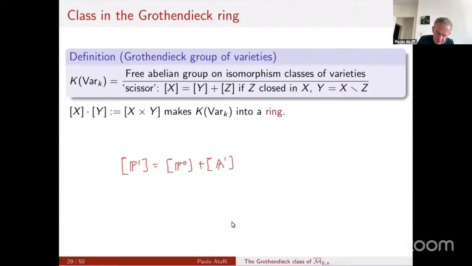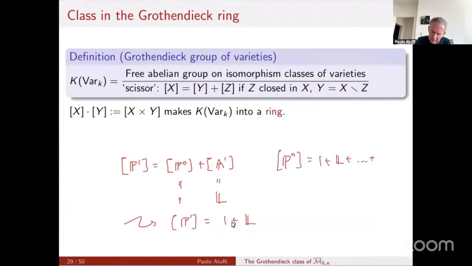And if you remember, I told you that this is called L. P0 for good reason is called 1, so that gives a computation of the class of P1 as 1 plus L. And again, if you have never seen this before, then please go home and play with it. You will prove that the class of Pn is 1 plus L plus dots plus L to the n. So you can do computations in this ring. It's a beautiful ring. People have understood a lot about it. But we don't need this on the slide. Let me erase it.